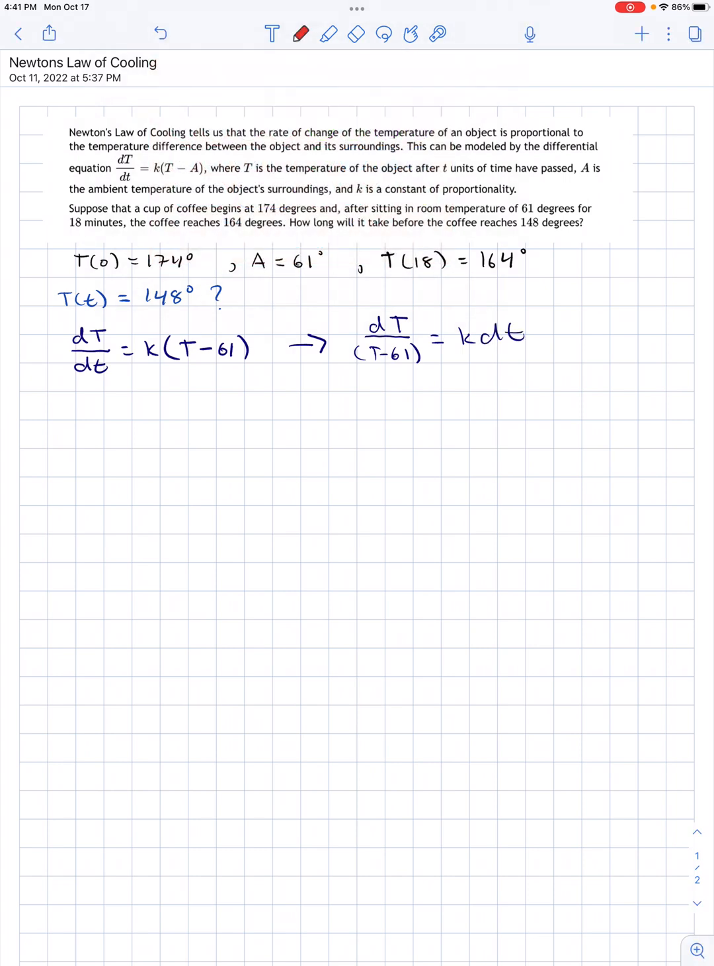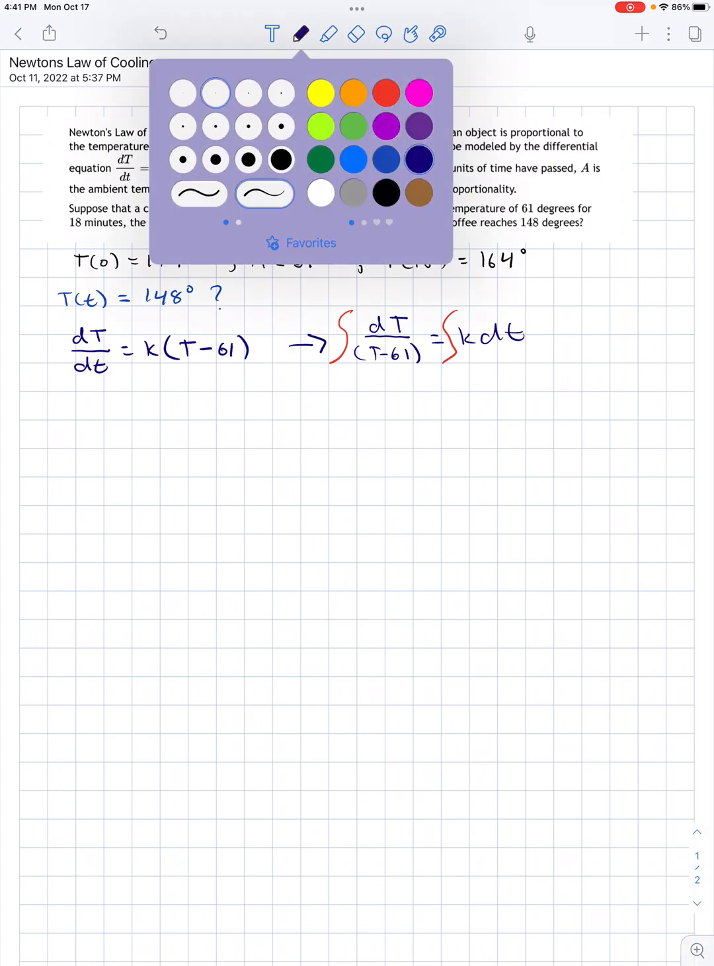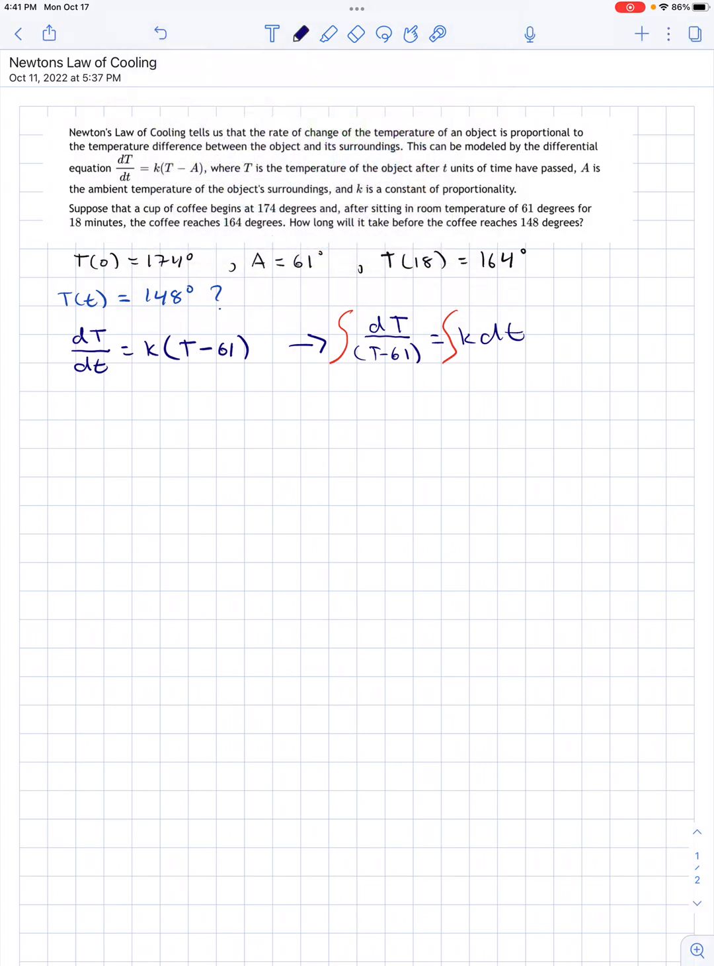And now we can just integrate, right? Integrate. It's not a terrible integration, thank goodness. And we get the natural log of the absolute value of T minus 61 being equal to kt plus a wonderful constant, right?